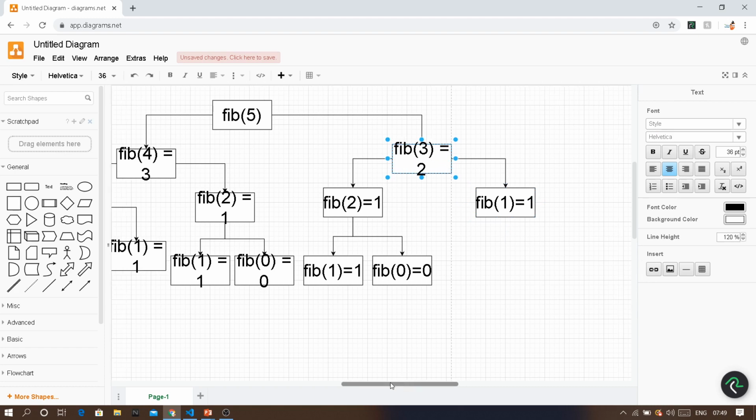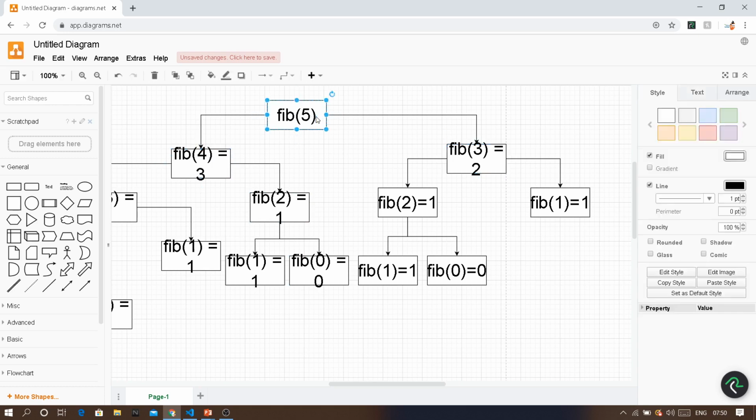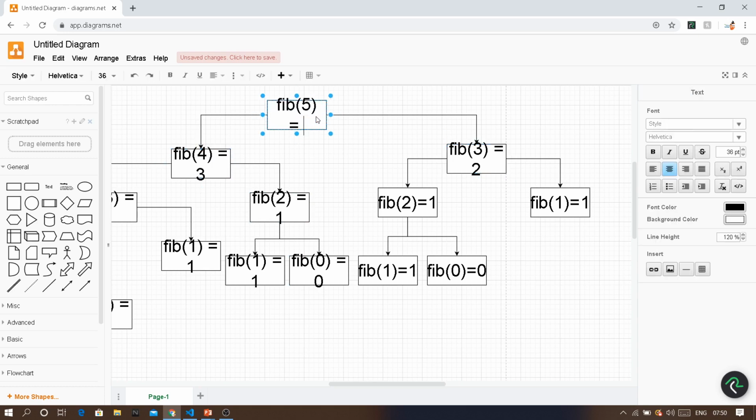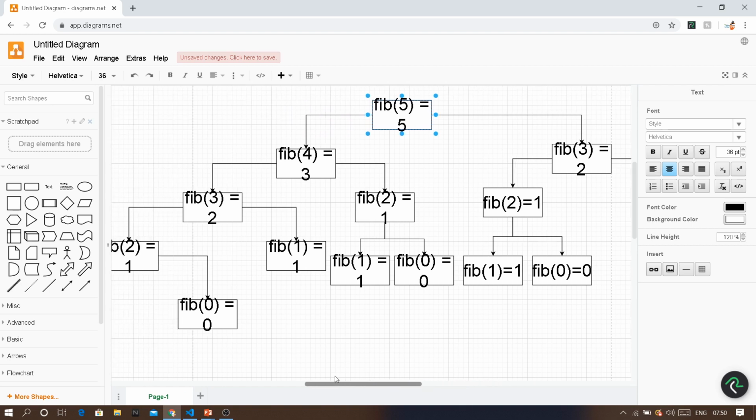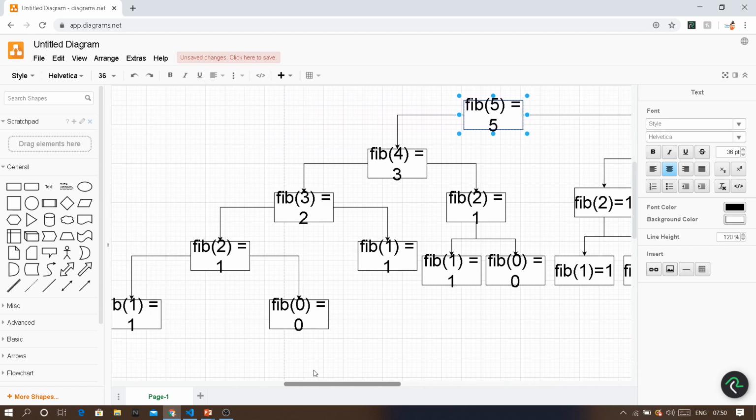Now finally, adding the answer of Fibonacci of 4 and Fibonacci of 3, we get the answer of Fibonacci of 5, which means 3 plus 2 equals 5. So Fibonacci of 5 is equal to 5. And the fifth Fibonacci number, as we saw, was 5. So this is the procedure of recursion that we are going to carry out.